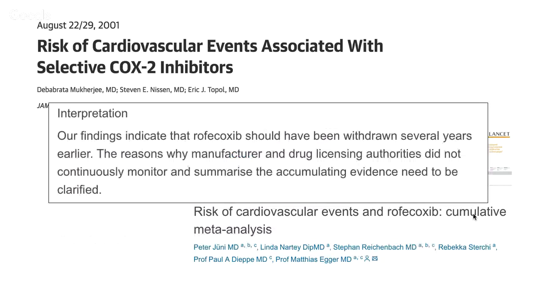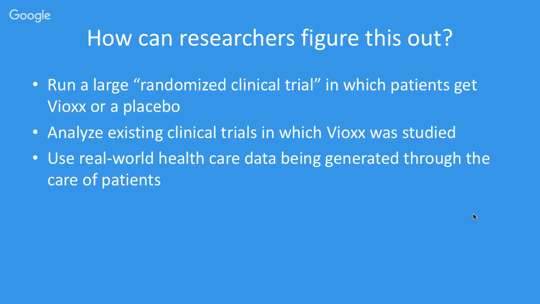What they said was, our findings indicate that rofecoxib, Vioxx, should have been withdrawn several years earlier. The reasons why the manufacturer and drug licensing authorities, i.e. the FDA, didn't continually monitor and summarize the evidence need to be clarified. So they're basically saying, we looked at all the data, and yes, it does cause myocardial infarction, and we feel that it should have been recognized sooner.